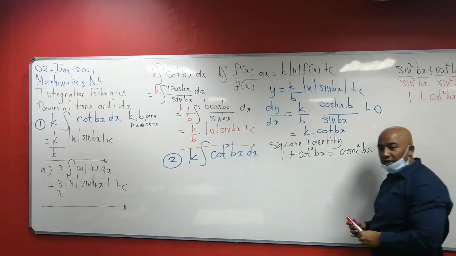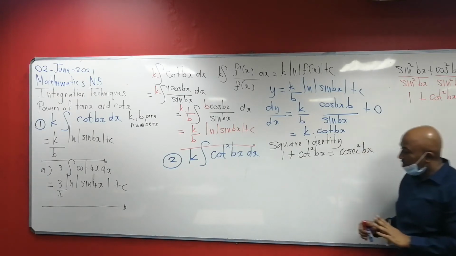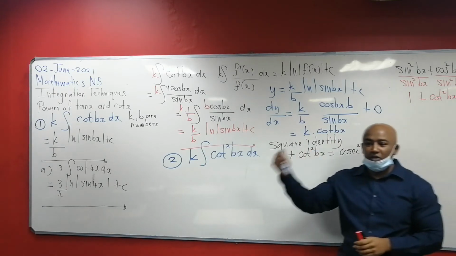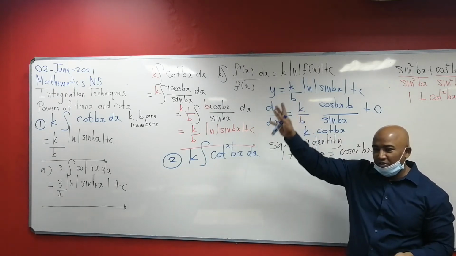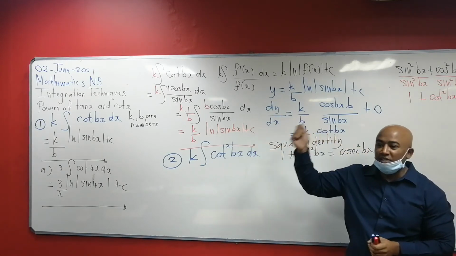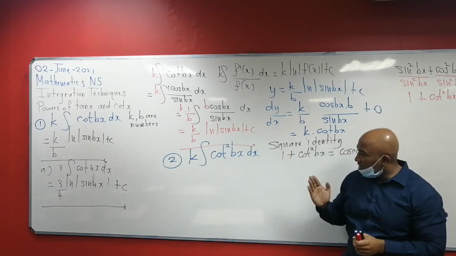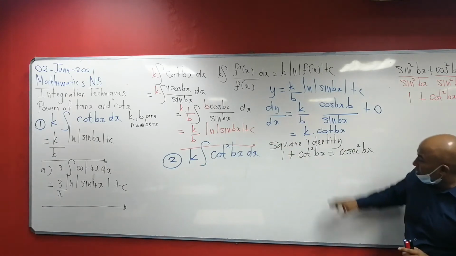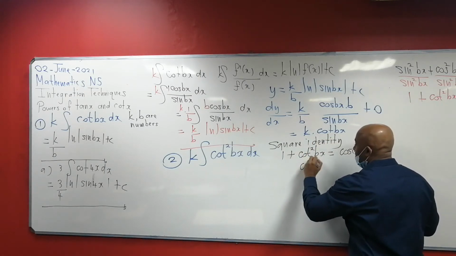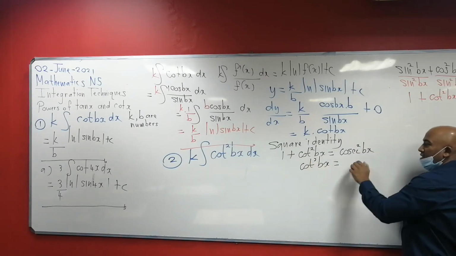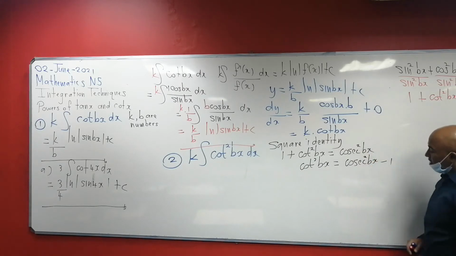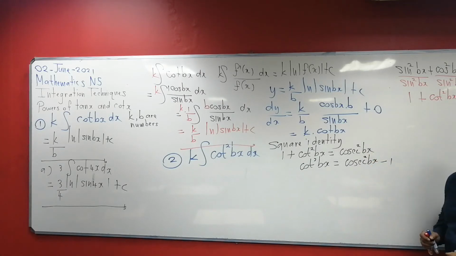Now what's important here is this cot²: what do you differentiate that gives you cot²? Nothing. If you think of all your derivatives, you differentiate tan, you get sec². You differentiate cot, you get negative cosec squared. But there's nothing that gives you cot squared. So that's the reason why we rearrange this. Cot squared can be written as cosec squared minus 1. Why do we change it to cosec squared minus 1?